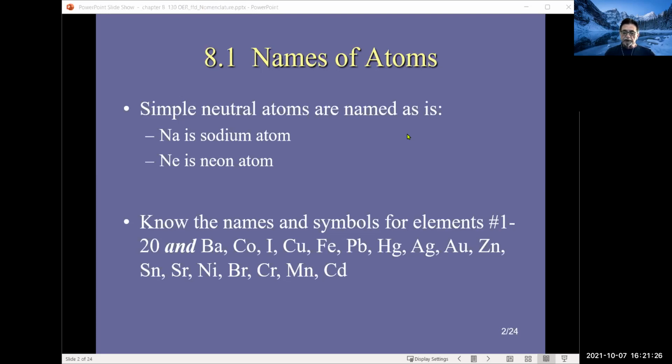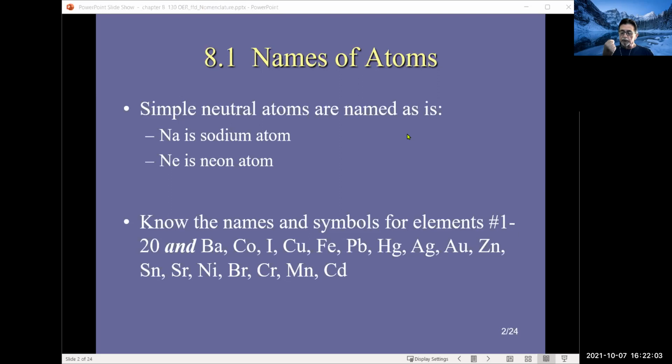Now, earlier we said learn the names and where they are in the periodic table for at least the first 20. So that's from hydrogen all the way to calcium. And then we're going to add a few more, and we will be adding little by little. No, we're not going to do all 118 elements, but we're going to do the major ones that we're trying to work with. And these encompass probably about 90% of them, okay? So Ba is barium, okay? Co is cobalt, okay? I is iodine.